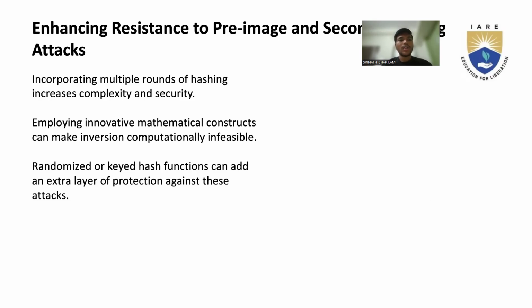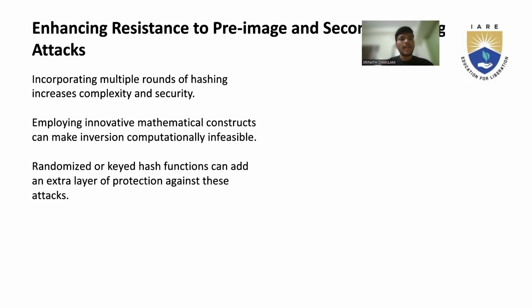Incorporating multiple rounds of hashing increases complexity and security. Randomized or keyed hash functions can add an extra layer of protection against these attacks, and employing innovative mathematical constructions can make inversion computationally infeasible. This is enhancing resistance to pre-image attacks.